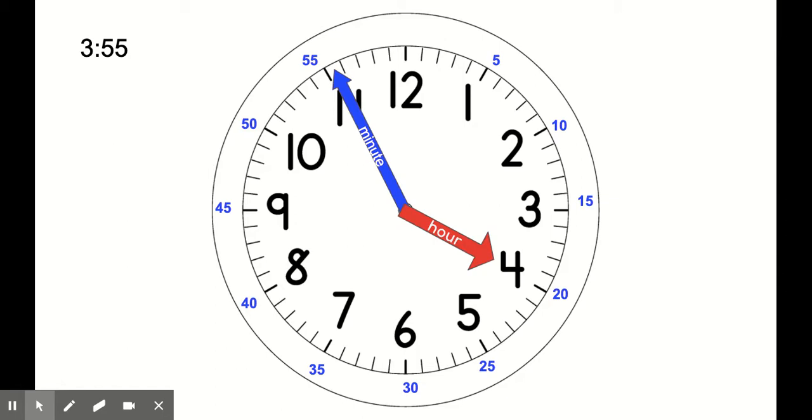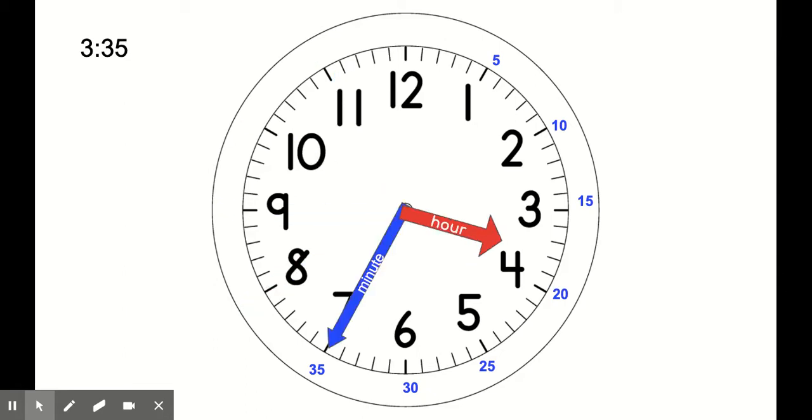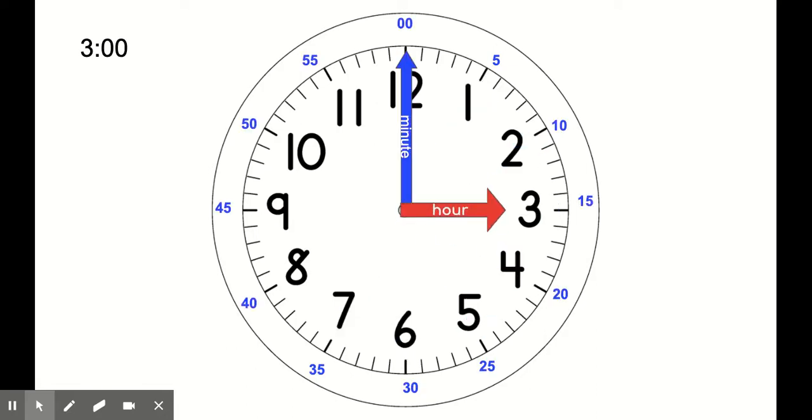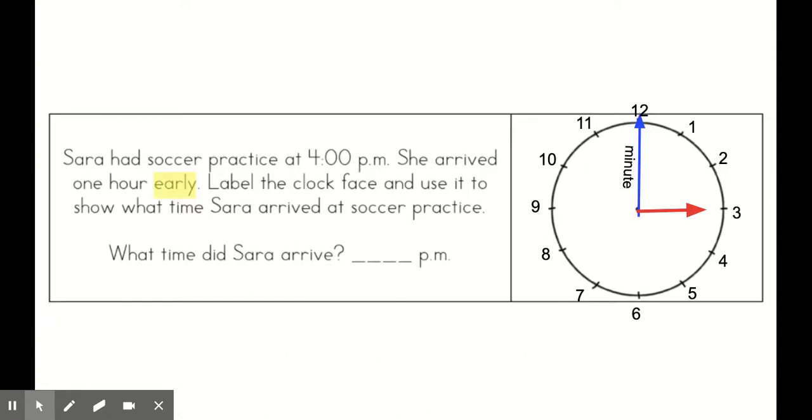is 3:55. That's 5 minutes. We're backing up in increments of 5 minutes. So we're going to back up a whole entire hour, backing up all the way around the clock until we go back 1 hour, and that puts us at 3. So if Sarah's practice was at 4 and she came an hour early, an hour before 4 p.m. is 3 p.m. So you need to label your clock with the hour hand and the minute hand and record it here.